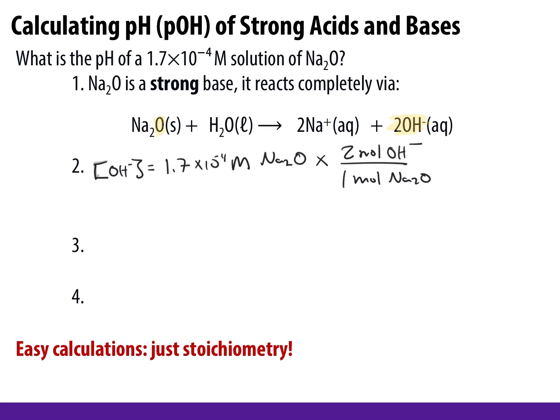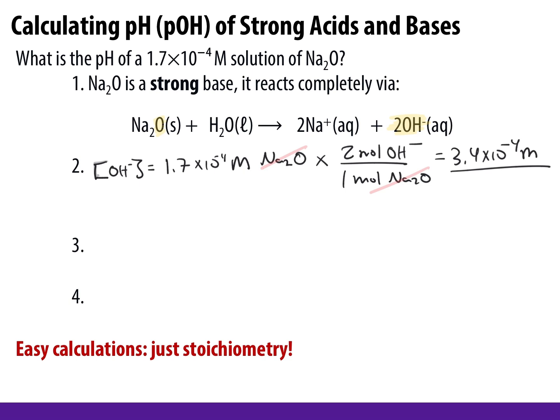That then cancels things appropriately and just shows us that the concentration of OH minus is exactly double the concentration of the Na2O that I put in the solution. Strong bases in general have this property where we might make 2 or 3 OH minus ions in solution for every 1 of the strong bases we put in solution. So always pay attention to that stoichiometry step first. In this case, we get 3.4 times 10 to the minus 4 molar OH minus.